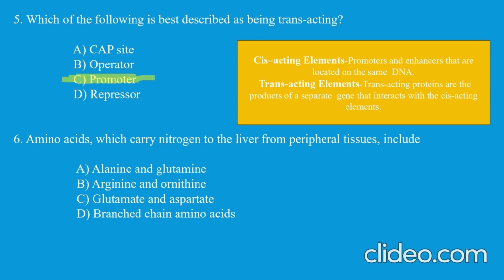Now the next question, amino acids which carry nitrogen to the liver from the peripheral tissue. As you know, in most of the tissues, the nitrogen is carried in the form of glutamine, while from the skeletal muscle tissues, these nitrogens are transported in the form of alanine. So the answer would be alanine and the glutamine, right?